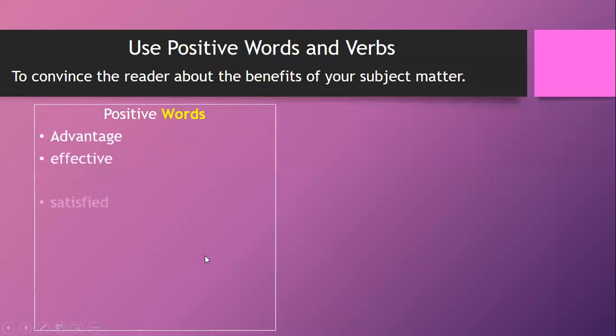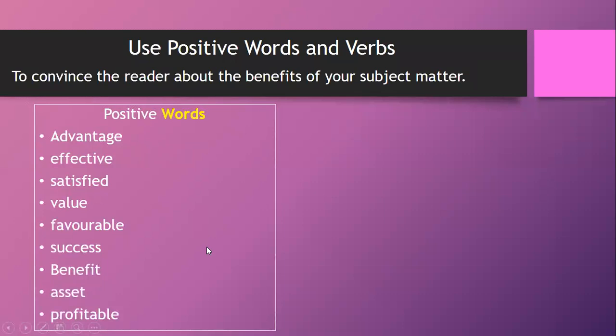Advantage, effective, satisfied, value, favorable, success, benefit, asset, and profitable, especially in businesses, right? Business people, that is a very positive word for them. Profitable. Everybody likes to hear the word benefit, success, favorable. We want to hear these things. So usually when you get an email from a manager, he would tell you that the report is due today.